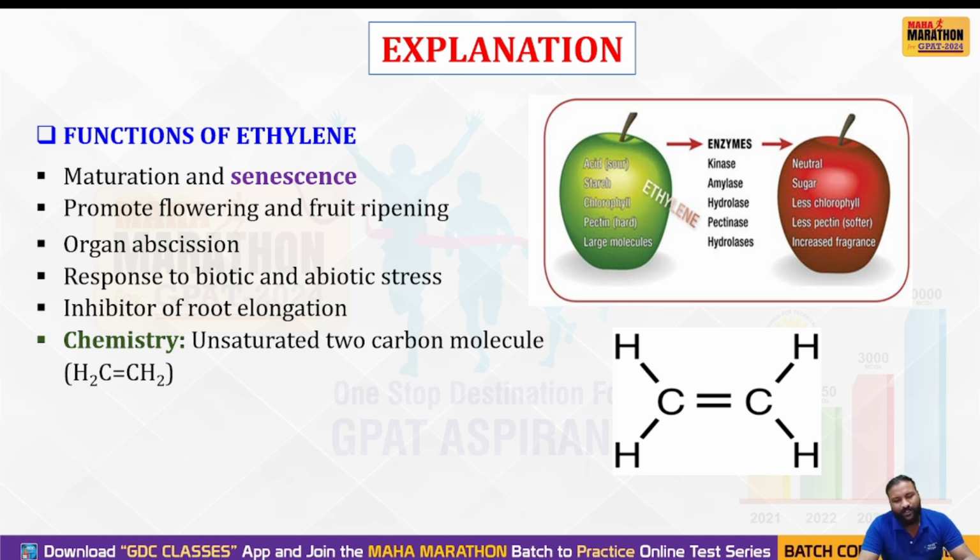Apart from that, what are the functions of ethylene we can check here: maturation and senescence. It promotes flowering and fruit ripening, organ abscission, and response to biotic and abiotic stress, and it is an inhibitor of root elongation. Clear? Yes, most of the enzymes are induced by this ethylene. Okay.